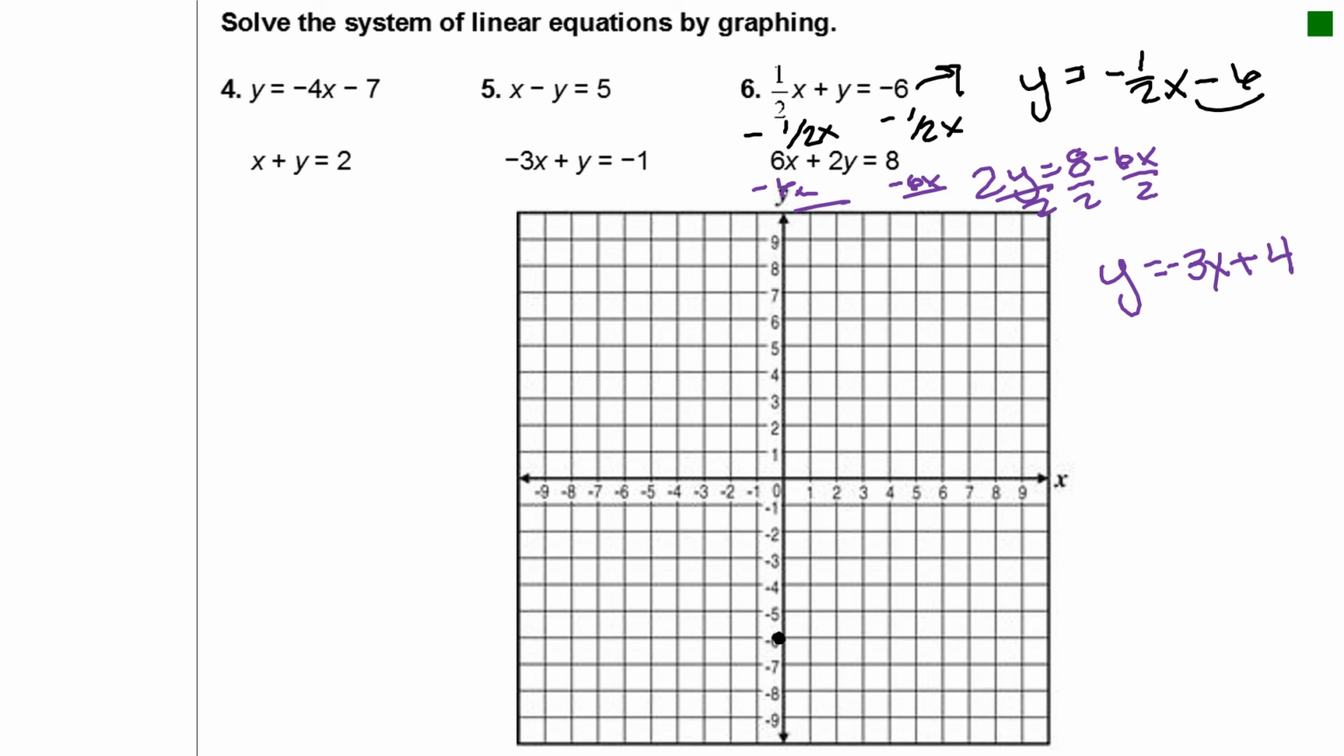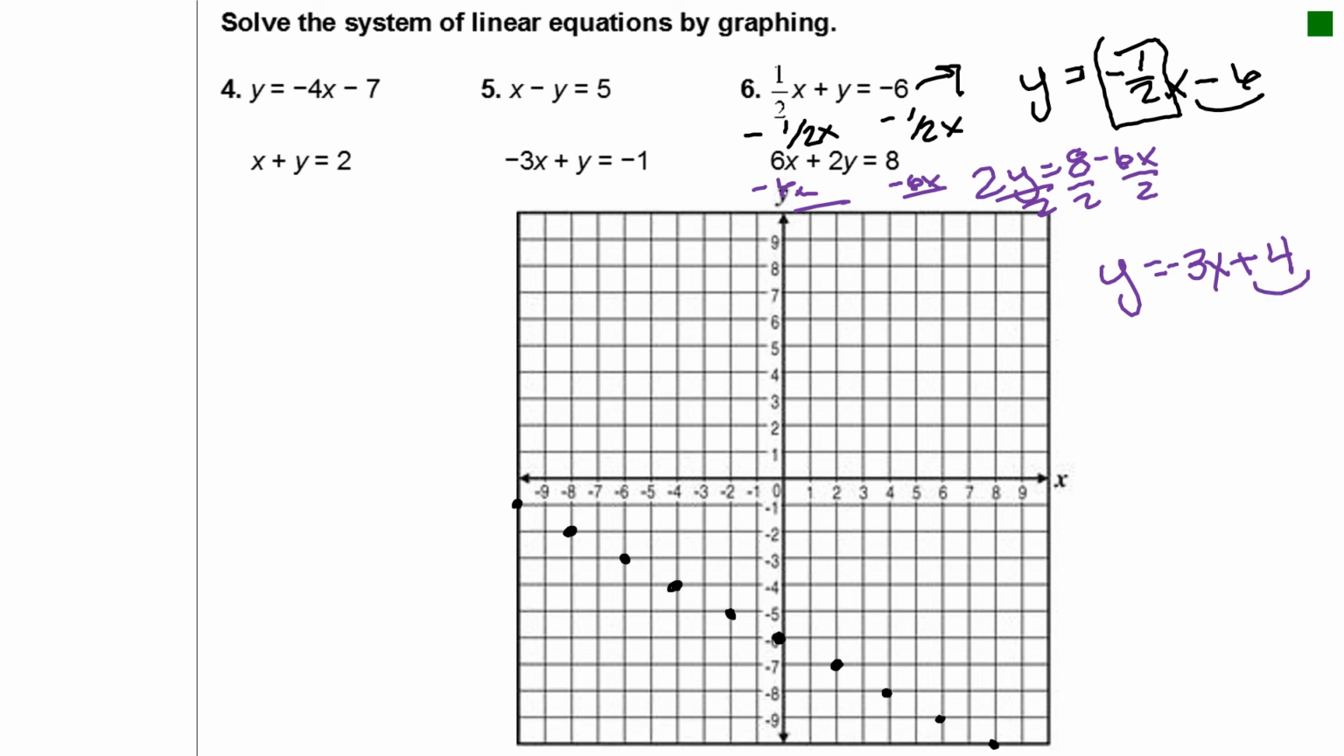And we go down 1, right 2. Down 1, right 2, down 1, right 2, down 1, right 2, and I'm going to finish this pattern off so I think I have enough room. Go the opposite to the other side, up 1, left 2, up 1, left 2, up 1, left 2. Great. Let's go ahead and graph our second line.